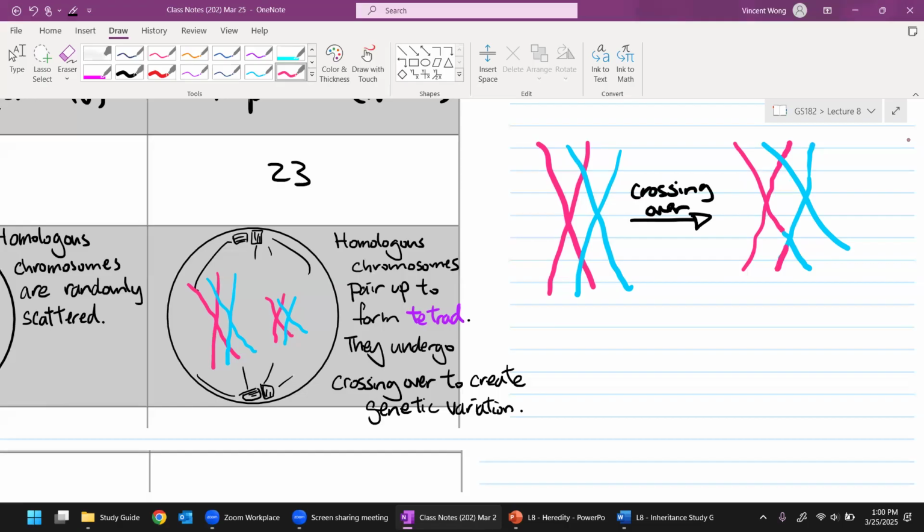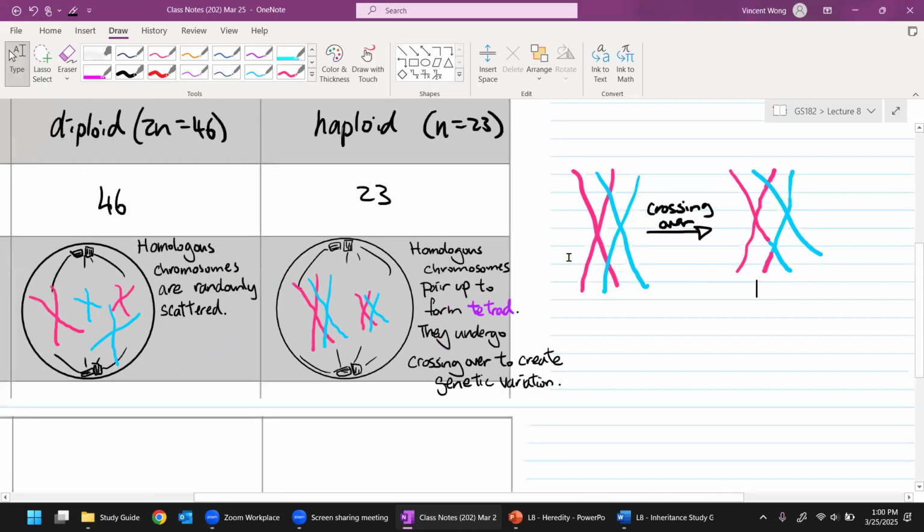What about your grandparents? Sorry, not your grandparents, like grandparents and grandkids, what percent? That's right, because you got half from each of your parents, but then you're only passing half on. Very interesting stuff. So this is called crossing over. And this whole thing is called a tetrad. A tetrad.